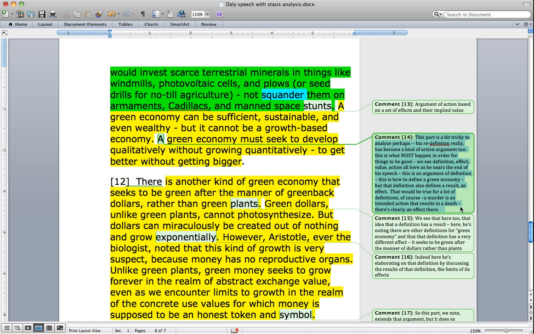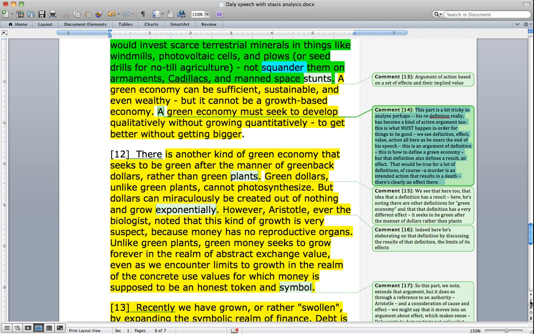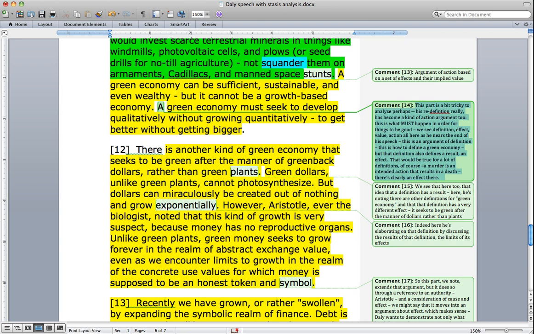We've seen predominantly yellow. This is how to define a green economy, he's been saying. But that definition also defines a different result, right? Defines a different effect. That would be true for a lot of definitions, of course. A murder is an intended action that results in a death. But here he's clearly kind of moving toward an effect too. And then even in his penultimate paragraph here, he's going back to talking about understanding a different kind of green economy. Here is what happens when we focus on green in terms of green dollars.